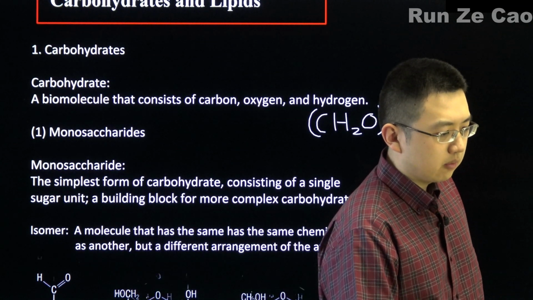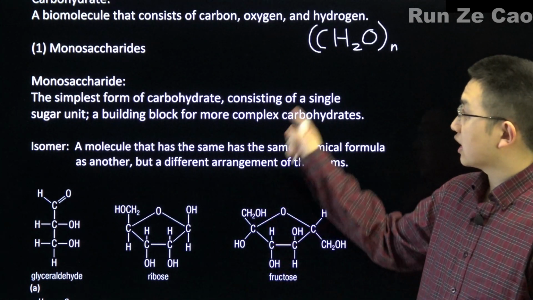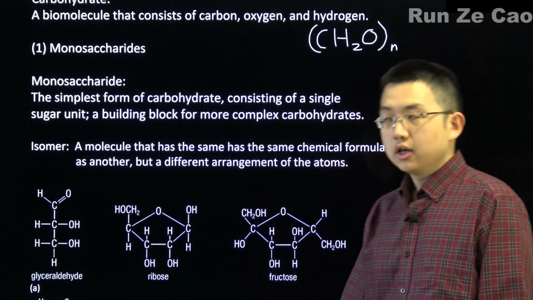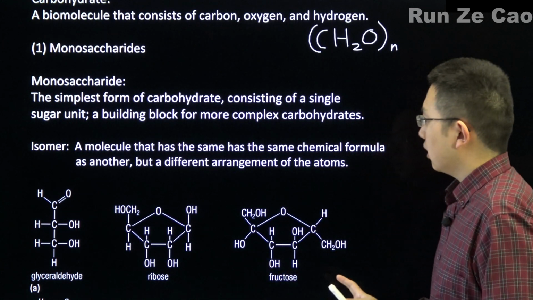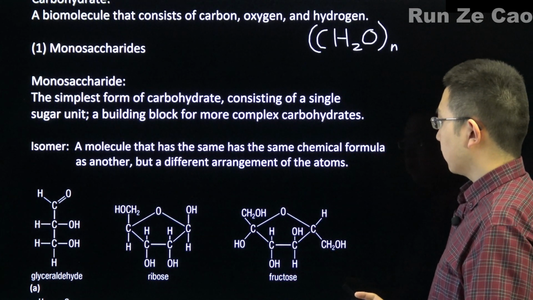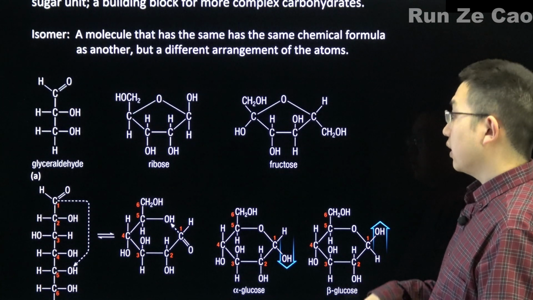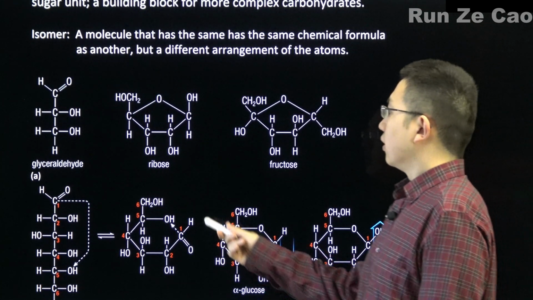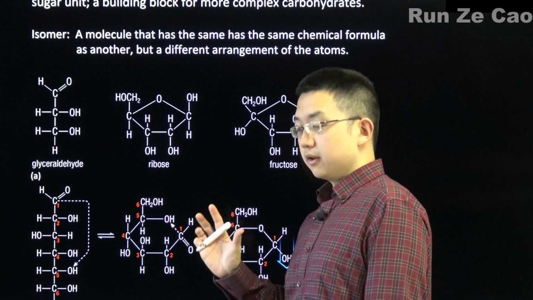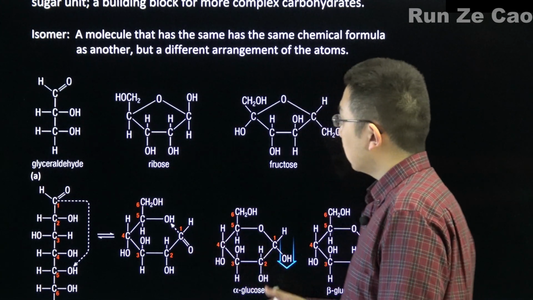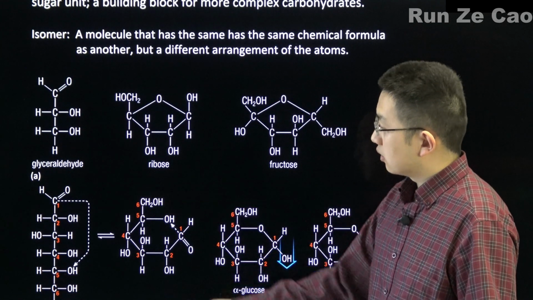Monosaccharides are the simplest forms of carbohydrates. They keep to this empirical formula, which is very important. They have a single sugar unit, which is a building block for more complex carbohydrates. You can encounter them in various isomers. For example, ribose, a pentose sugar with 5 carbons, may have isomers that are straight chains.